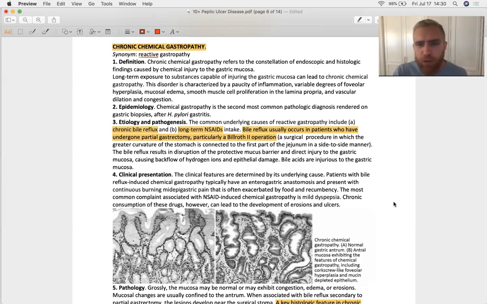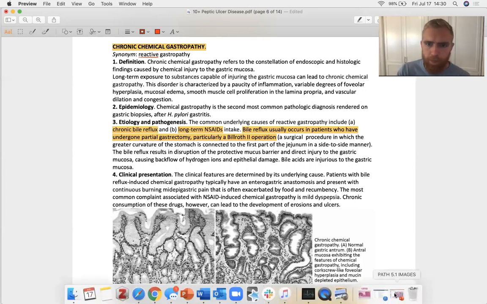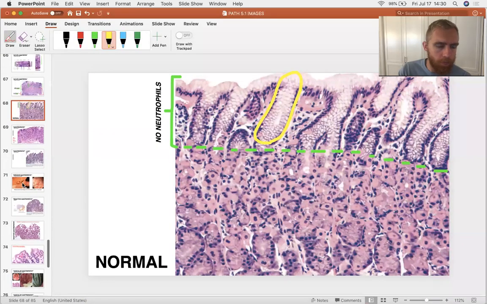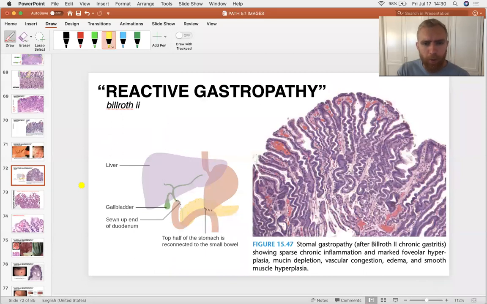Bile reflux usually occurs in patients who have had a partial gastrectomy, particularly a Billroth 2. This is a Billroth 2 right here. You're going to separate the pylorus of the stomach from the duodenal bulb, and you're going to reattach the stomach to, I think that's going to be the jejunum right there. And so you're basically going to bypass the duodenum.